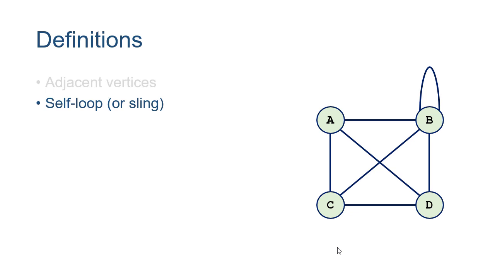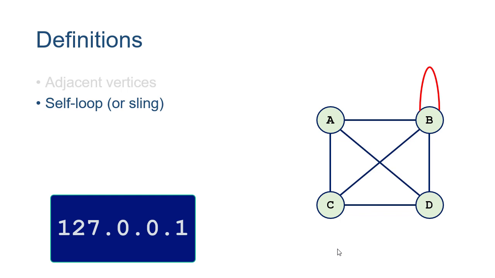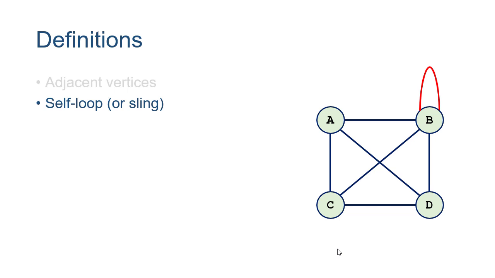There's a special type of edge called the self loop, or sometimes you'll see it referred to as a sling, and that's when a vertex has an edge back to itself. So a good example of a real-world application for this is your computer, which you can think of as a vertex, has an edge, which you can think of as a connection, to IP address 127.0.0.1, which if you connect to that, you're going to connect back to your own computer. So there is an edge, there is a connection, but that connection is from your computer to your computer.